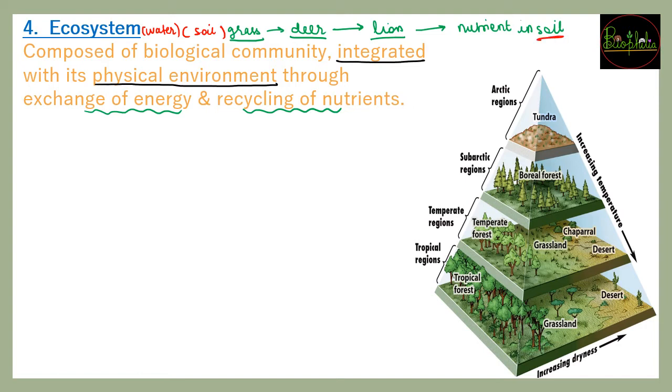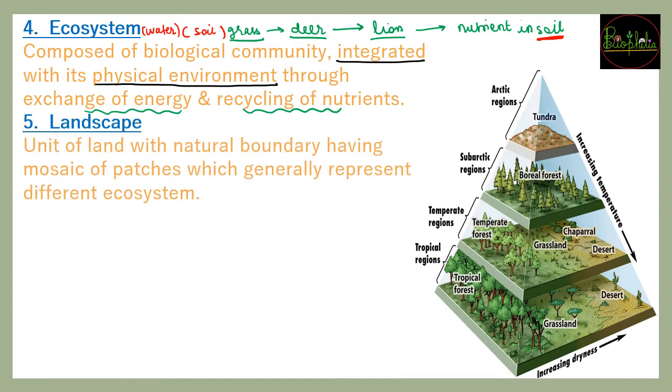There is also soil which is going to be involved. All these are going to be the physical environment where these different types of species are going to be surviving. So this type of system will be called an ecosystem. The next term that you need to understand is a landscape.